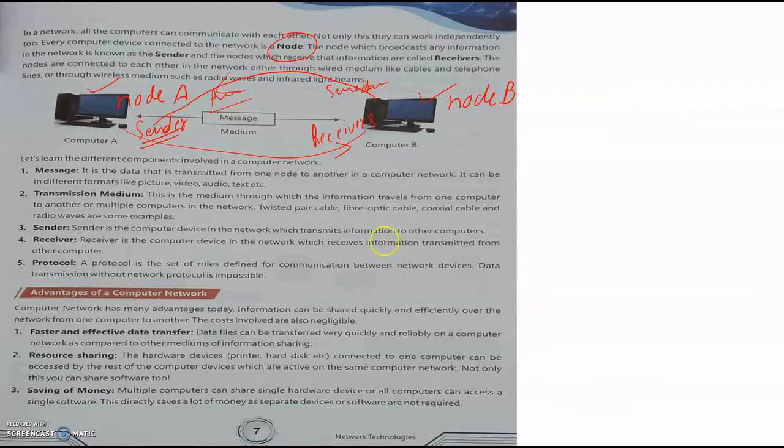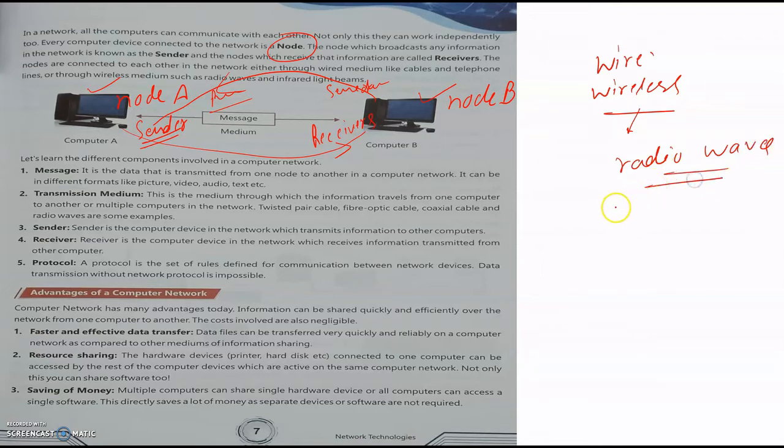Clear? All these computers are connected in a network with the help of cables or without cables, that is, wired or wireless. These computers are connected in a network with the help of wire or wireless, that is known as Wi-Fi. Wireless means in the form of radio wave signals, or infrared waves, infrared light beams.